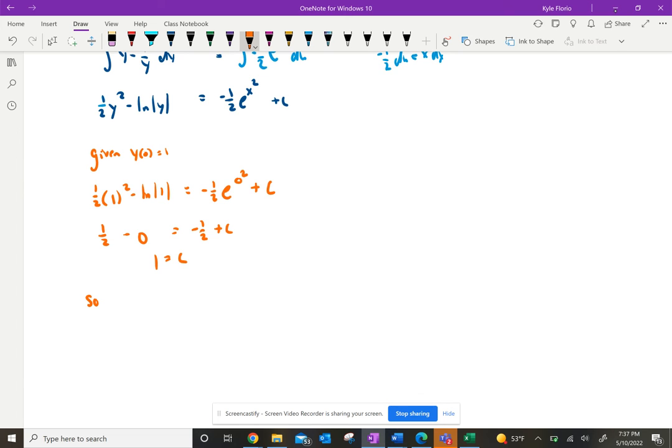So the particular solution is one half y squared minus the natural log of the absolute value of y equals negative 1/2 e to the x squared plus 1. And this isn't an equation where you're going to solve for y by itself. It's just not going to be in the cards, but we do have an implicit equation here of y. Anyways, that's it.